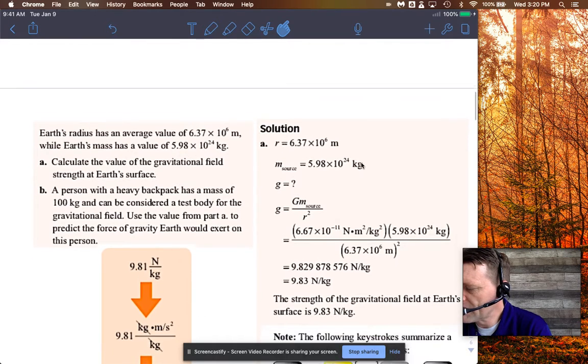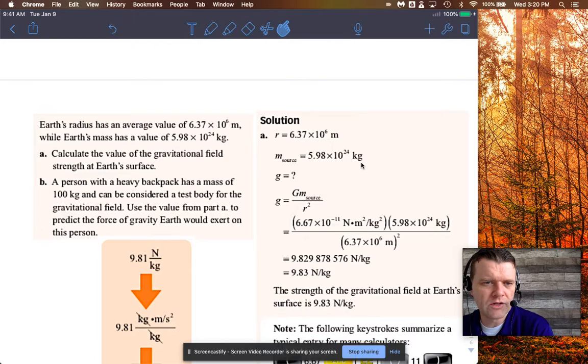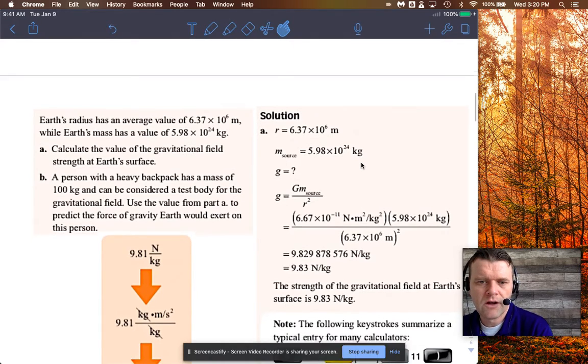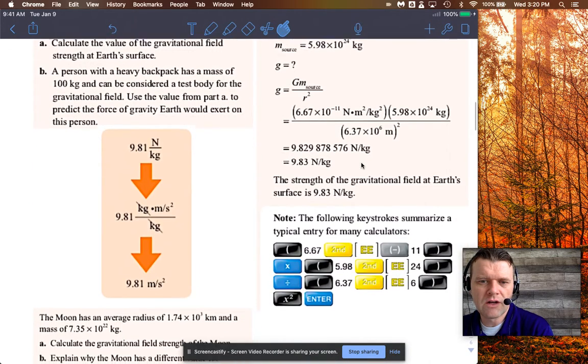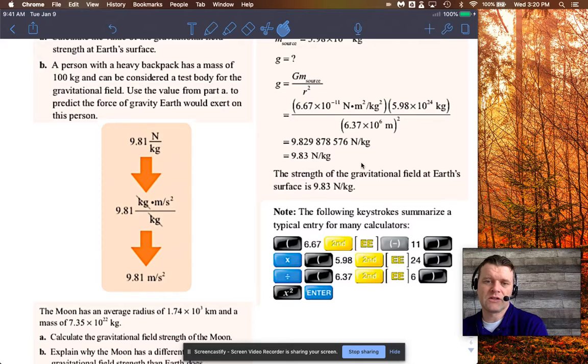Or actually, those examples I'm hoping you can follow. They're really pretty straightforward. If you're given the distance and the mass, then you just substitute those in the appropriate spots, and you can solve for g. The trick here that's noted is the keystrokes, and I've emphasized this before.